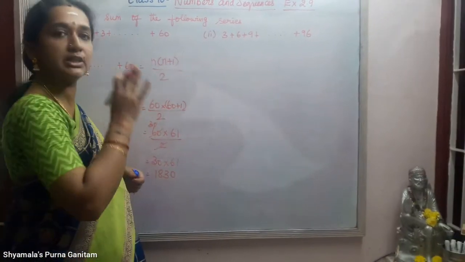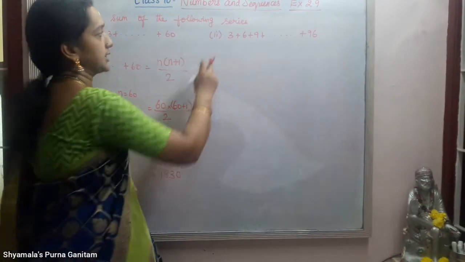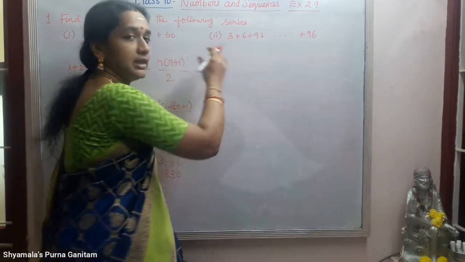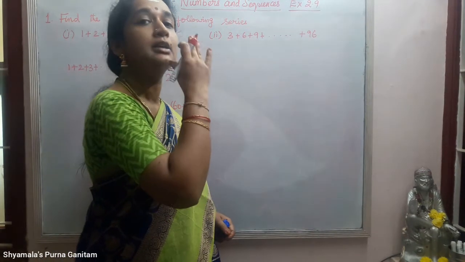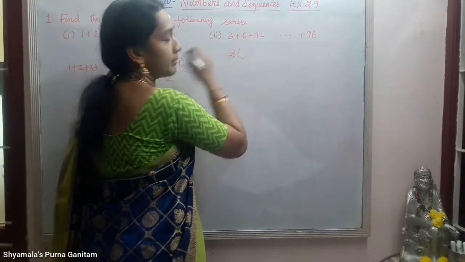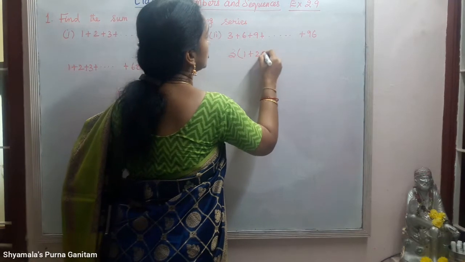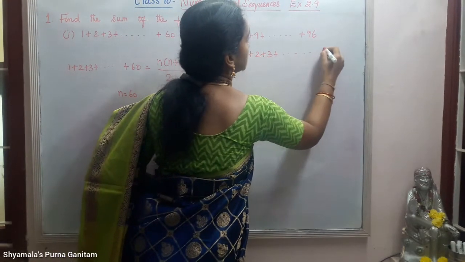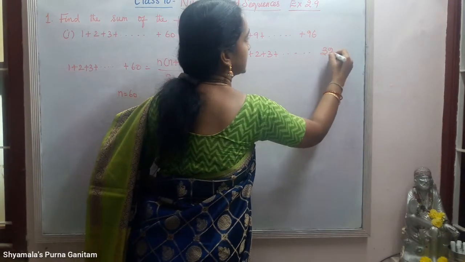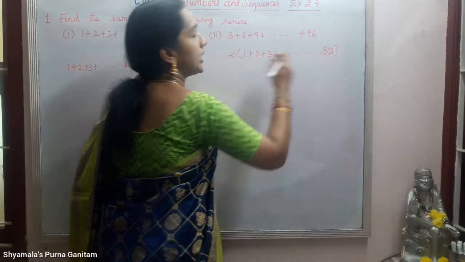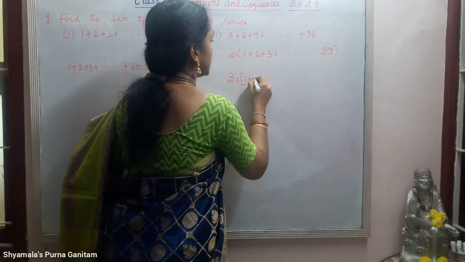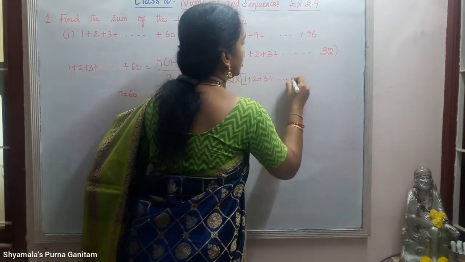We will be using this formula. We got the value for this. Then the next one is not continuous numbers. Here in this question they are having the multiples of 3. So we will take 3 common out. So we will get 1 plus 2 plus 3 up to 32 when we divide this by 3. So here now we got the continuous numbers. So 3 into 1 plus 2 plus 3 up to 32.